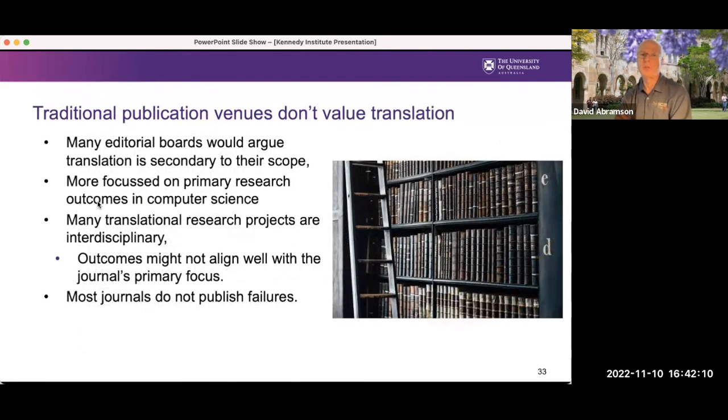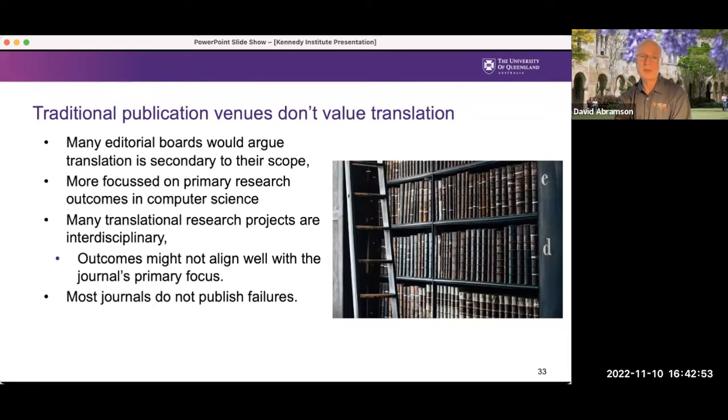Another problem is that traditional publication venues don't value translation. So if you spent half your time translating something, but only got 1 or 2 tier 1 journal publications, how's that going to affect your promotion chances? How's it going to affect the chance of getting another grant? Unfortunately, those metrics are the things that are in fact fed back in to drive the whole research esteem and research excellence process. Many translational research projects are interdisciplinary, so the outcomes, as I showed you some examples before, may be published in other places, which may not align well with our own journal's primary foci.